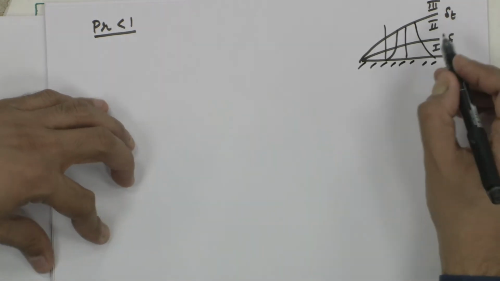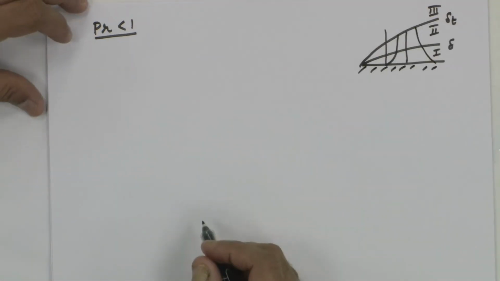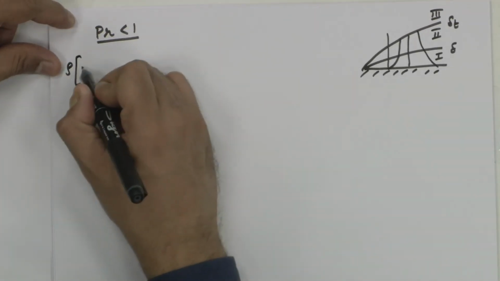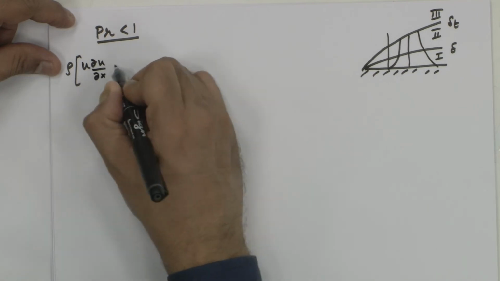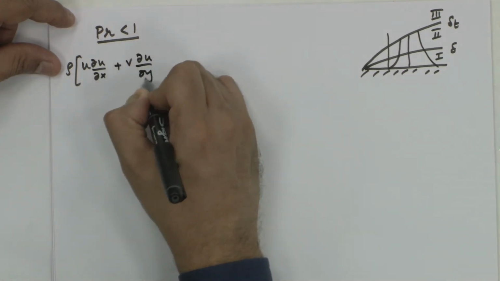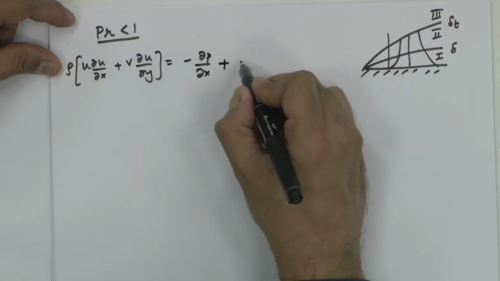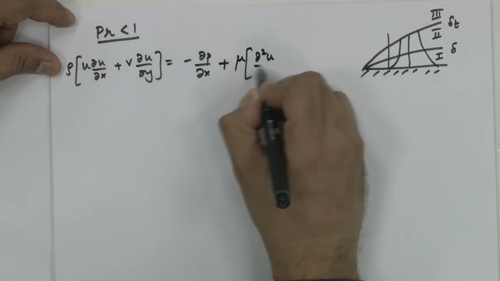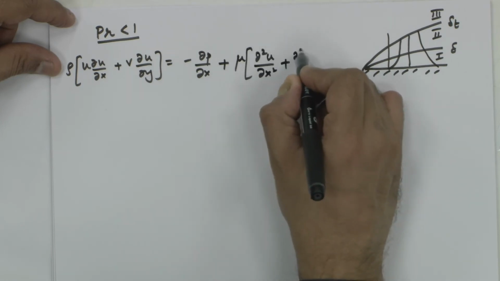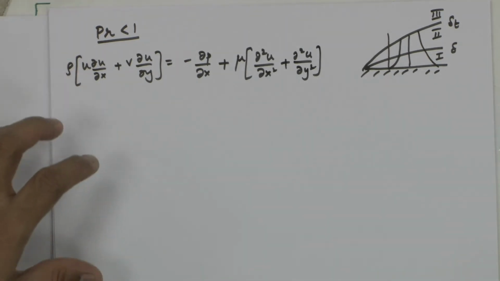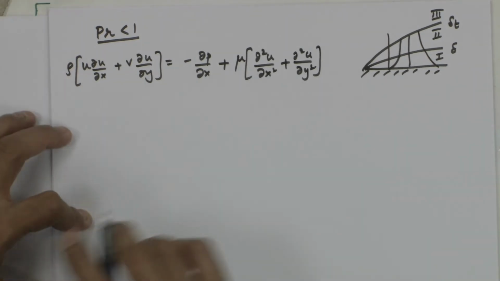Energy equation means I have to go beyond y equal to delta T. So, Navier-Stokes equation, the identical simplified boundary layer equation is this. I will just write down rho (u du by dx plus v du by dy) equal to minus dp by dx plus mu (d squared u by dx squared plus d squared u by dy squared). Is that right? So, when I see this, what am I going to write?